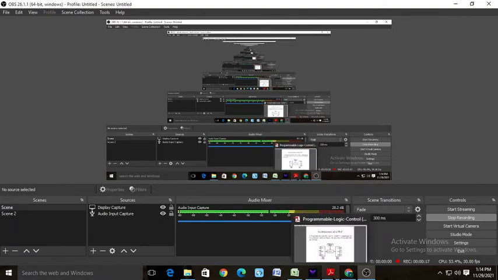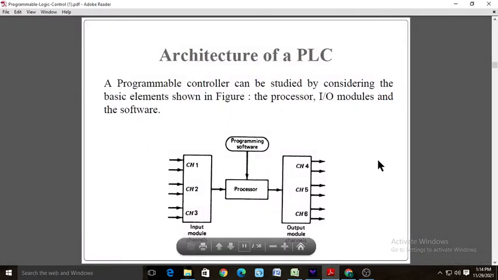Here we already started our chapter number 6, which is programmable logic controller. So today we are going to see the next topic, which is architecture of PLC. We took its introduction in the last section, but here we are going to revise it.